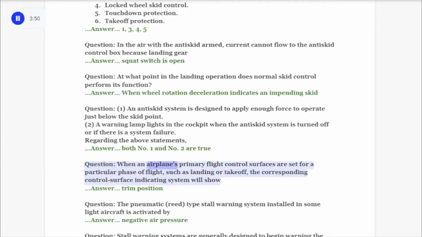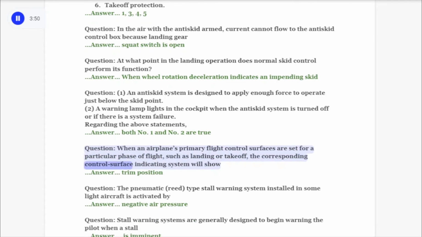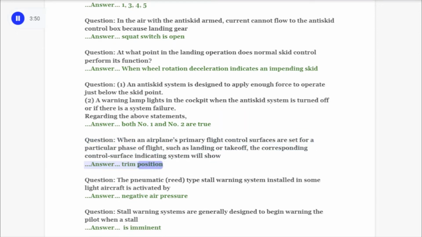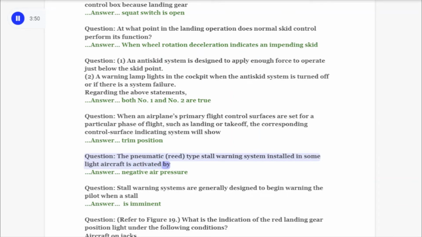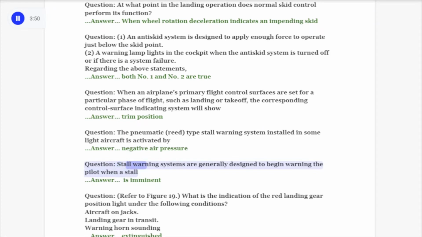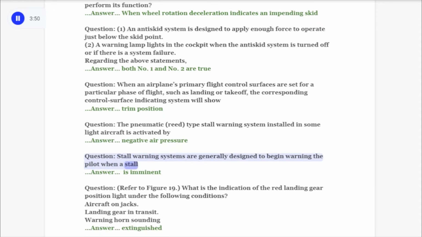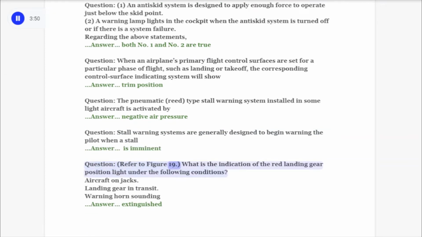Question: when an airplane's primary flight control surfaces are set for a particular phase of flight, such as landing or takeoff, the corresponding control surface indicating system will show. Answer: trim position. Question: the pneumatic reed type stall warning system installed in some light aircraft is activated by. Answer: negative air pressure. Question: stall warning systems are generally designed to begin warning the pilot when a stall. Answer: is imminent.